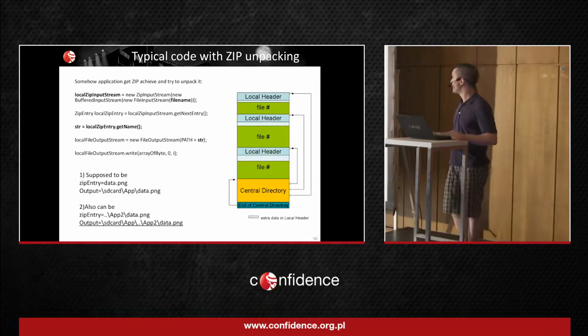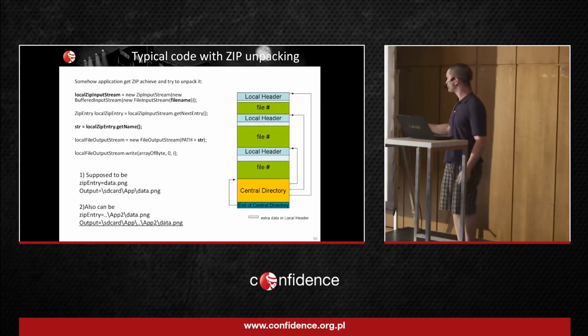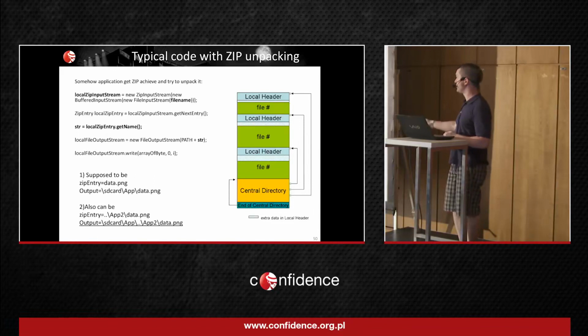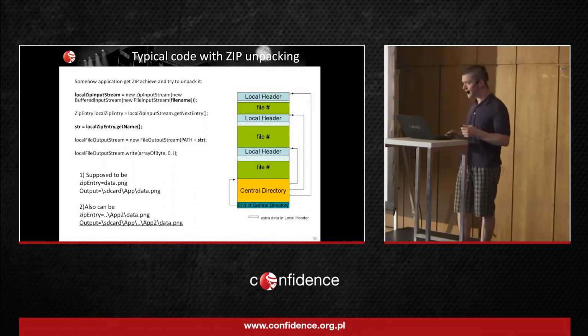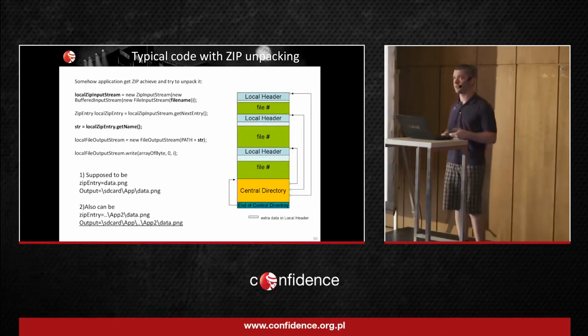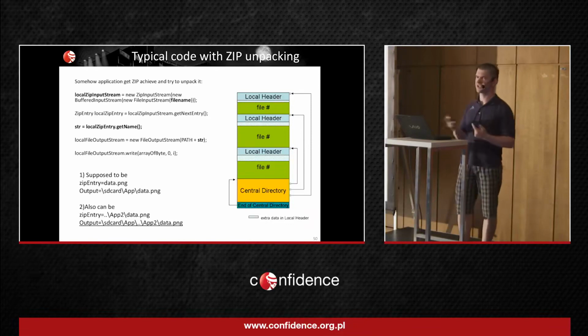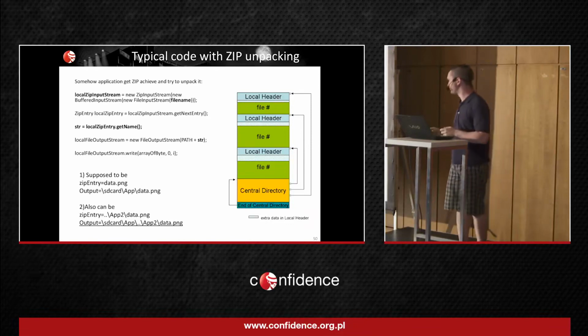Let's see an example. I took this code directly from one of the applications. First of all, it opens some file, some zip file, to work with. After that, it takes the first zip entry that contains a local header. The local header contains information about the file, like its name, its size, modification date, signature, etc.